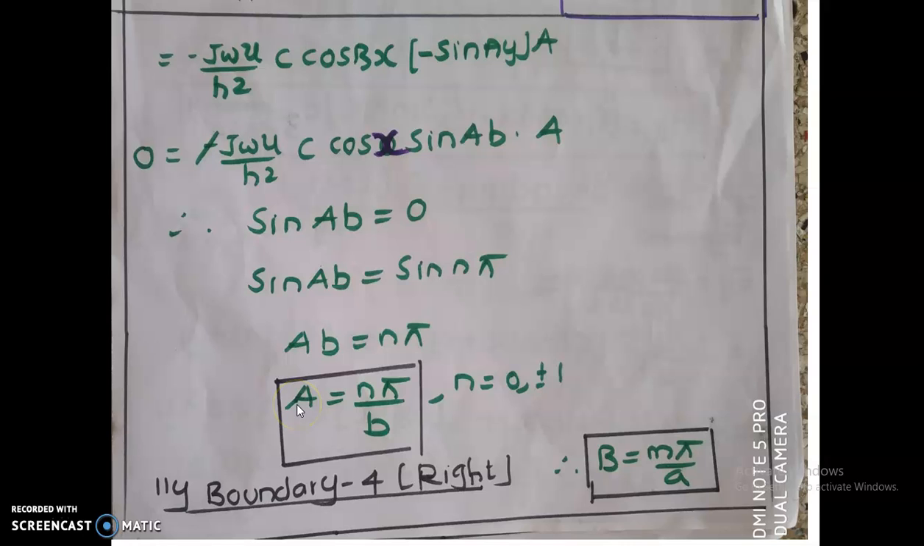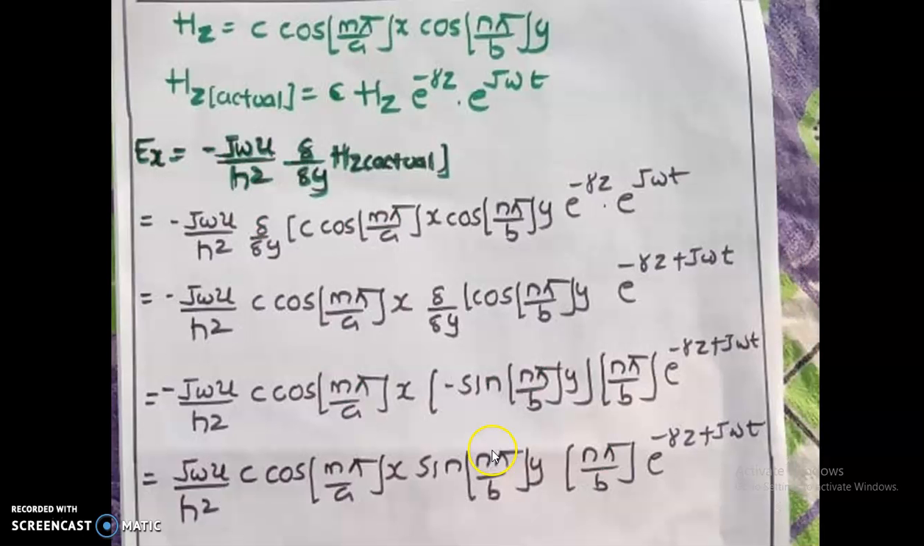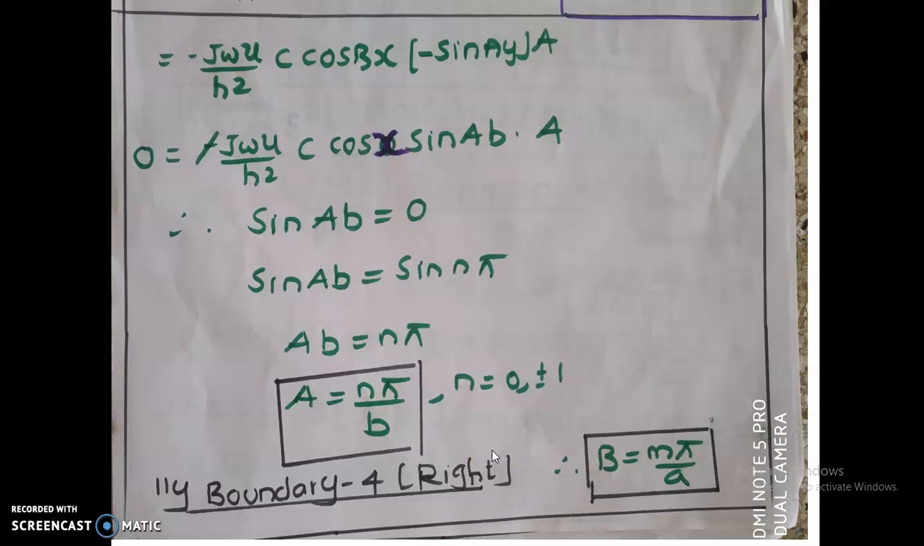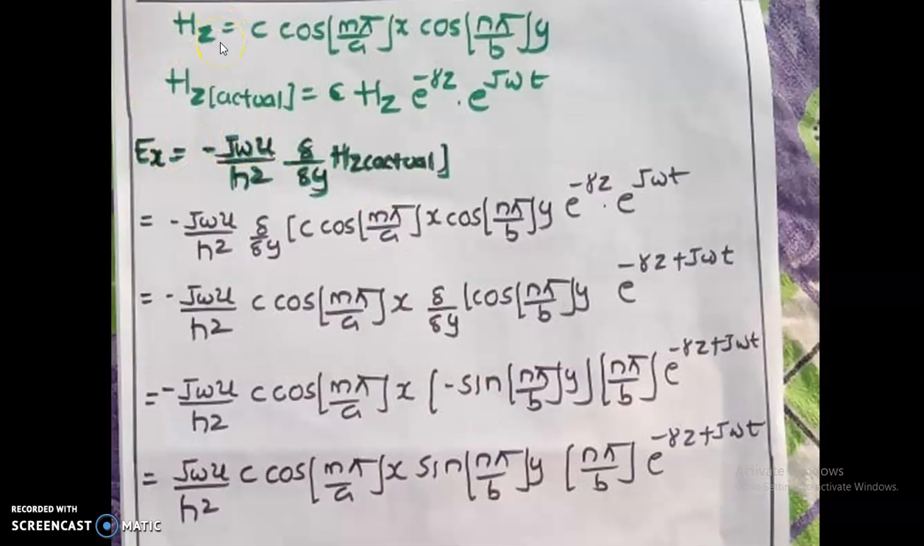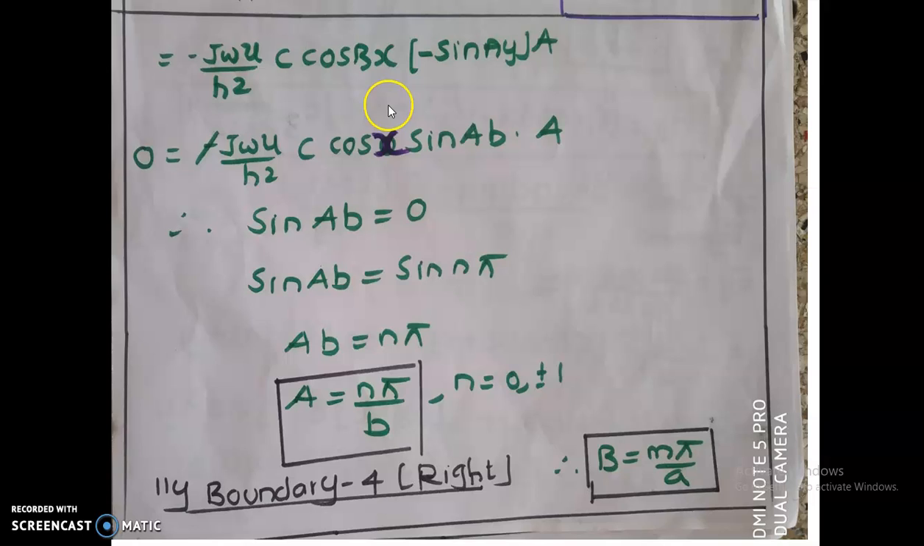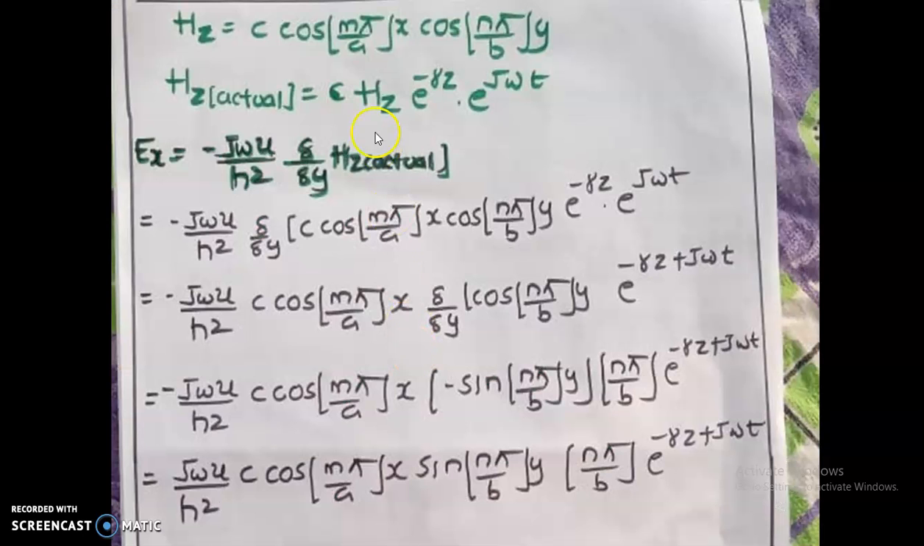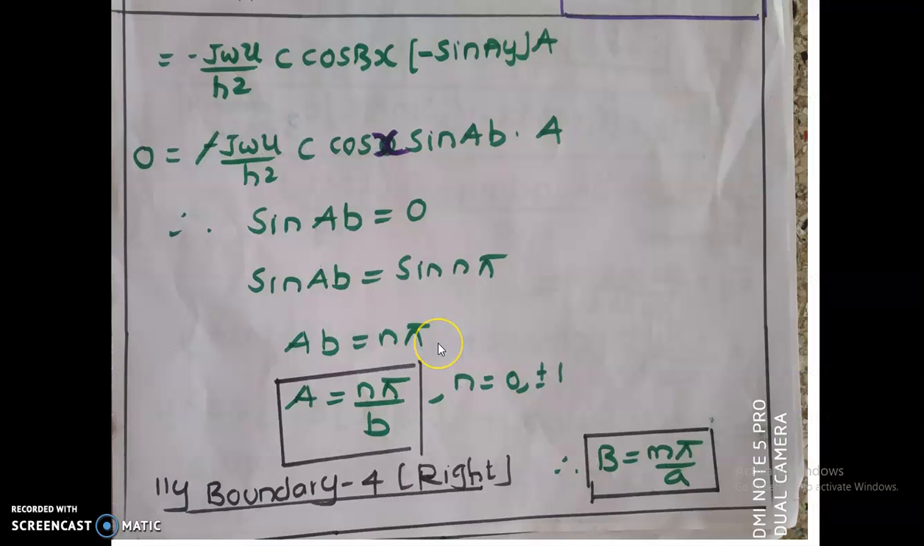So what we got here is the constant called a, as we did in TM. Similarly we can find the b constant also, but this can be found through boundary condition 4, that is from the right side. I have not done it; you can do it as an exercise. Now we have the constants a and b and we substitute them in Hz. So c times of this term is c times cos bx cos ay. So we got a and b.